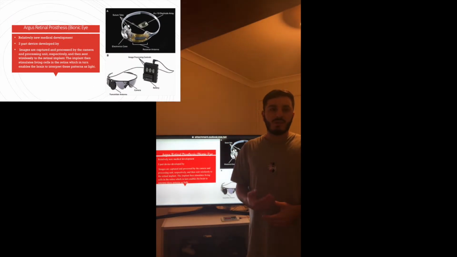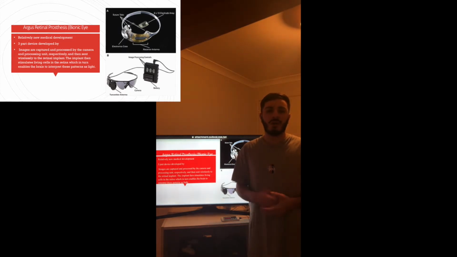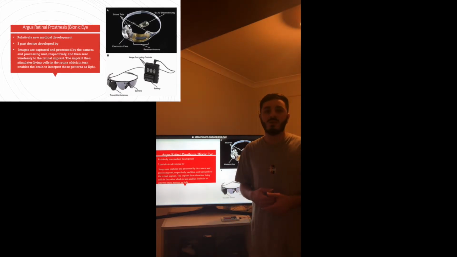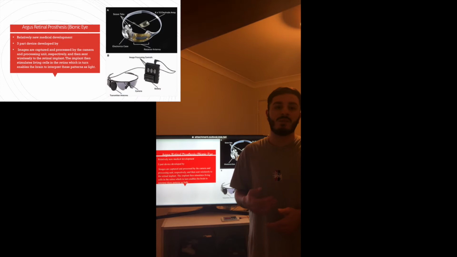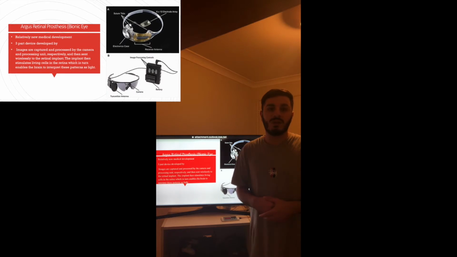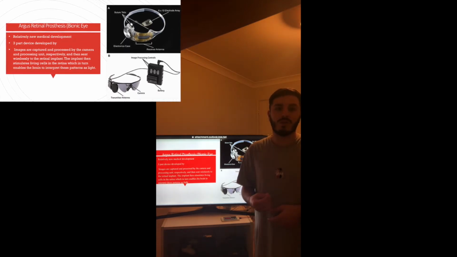So now I'll be addressing the IGAS-2, or IGAS retinal prosthesis. So the IGAS retinal prosthesis, also known as the bionic eye, is a relatively new and exciting three-part medical device that greatly aids patients who have lost their vision due to retinitis pigmentosa by giving them some perception of light and motion. Essentially, the IGAS-2 is an electrical retinal implant whereby a surgery of a few hours is performed to place a miniature electronic device on the patient's retina.